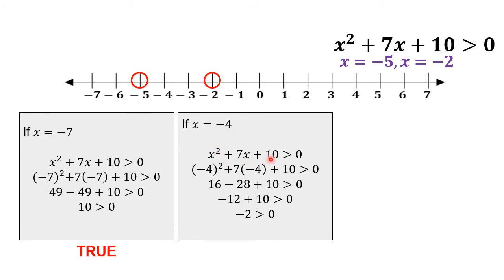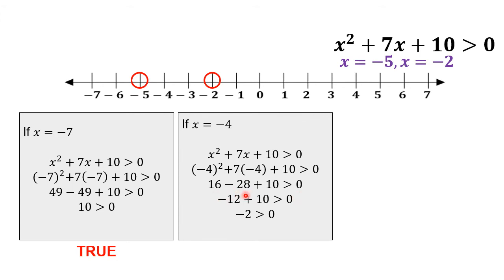ating quadratic inequality. Okay? So, we have negative 4 squared plus 7 times negative 4 plus 10. Is it greater than 0? So, negative 4 squared, that is equal to positive 16. 7 times negative 4, that is equal to negative 28. Plus 10, is it greater than 0?